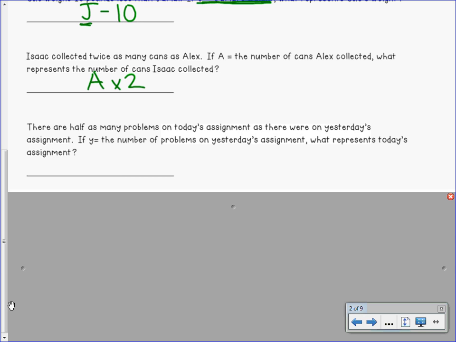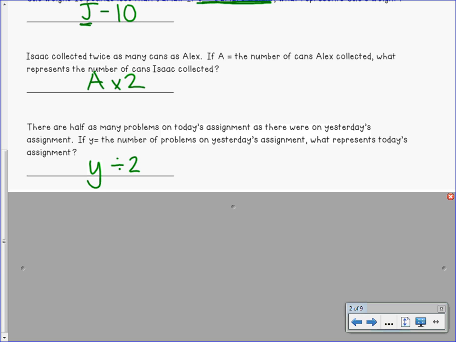So what's our variable? Y. I know I'm going to have y. What can I do to y? So the number of yesterday's problems, so I can figure out what we have to do today, Jocelyn. Divided by 2. I would just say do it twice. Multiply by 2.